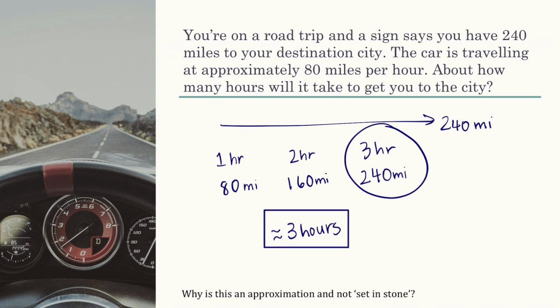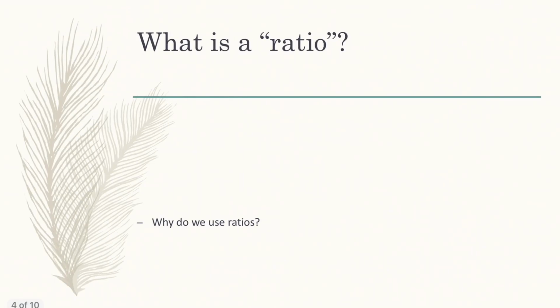The reason it's an approximation and not set in stone is that when driving, you're never going to be at the same speed the entire time. Sometimes you'll get to a town where the speed limit is 25 miles an hour and you're like, speed trap. And sometimes you're going not over the speed limit, because we don't do that. So it's an approximation, but it helps us see what a unit rate is: for every 1 hour, we have a specific change in distance.